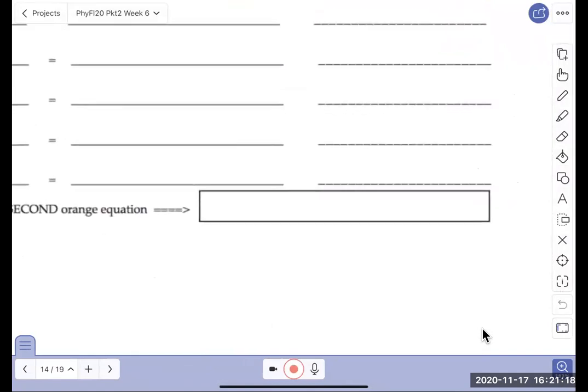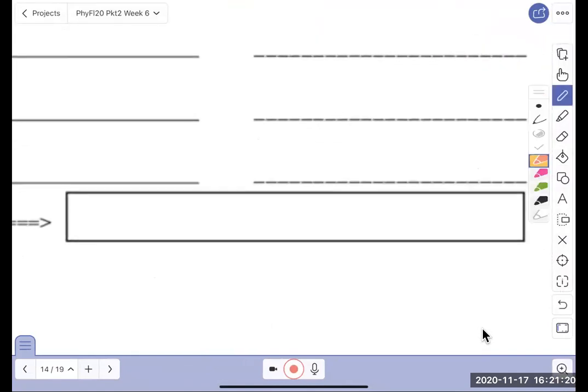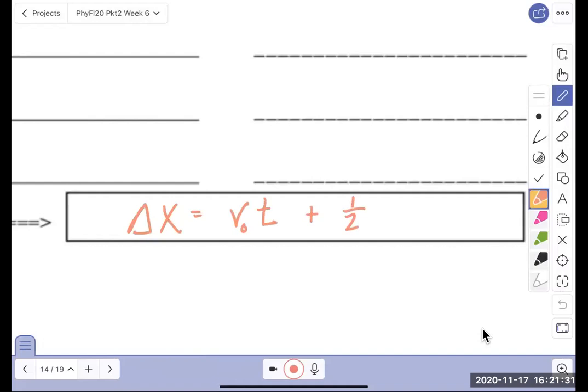So the second orange equation, I'll write it down here, is delta x equals V naught T plus 1/2 A T squared. That is the second orange, I'll give you a chance to write that down. That's the second orange equation. That one, we're doing real kinematics. And we'll start working on problems tomorrow involving this equation.